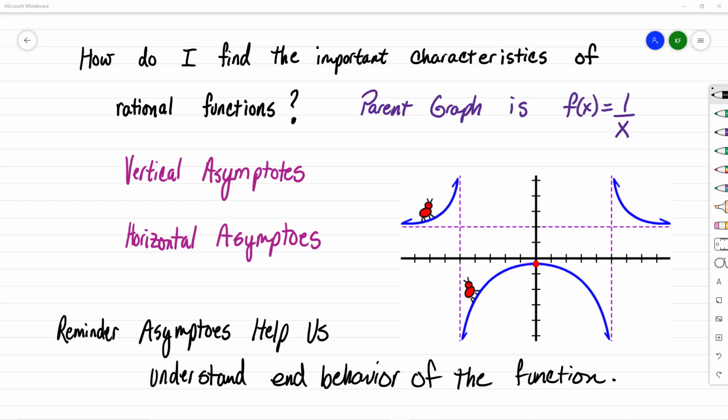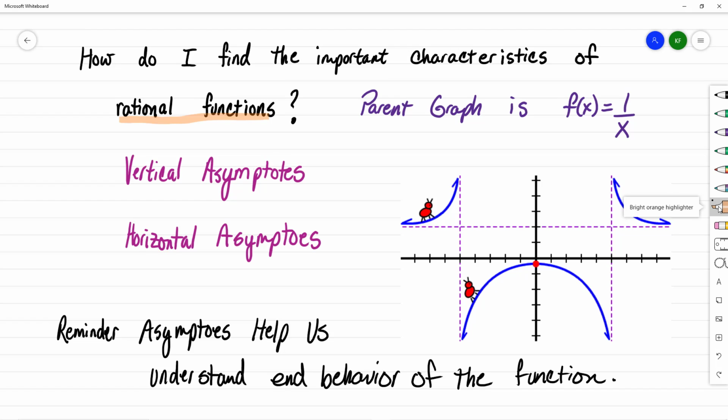And here is your essential question. How do I find the important characteristics of rational functions? We are going to be graphing these shortly, and so I just want to get used to the vocabulary and then get used to just finding the components.